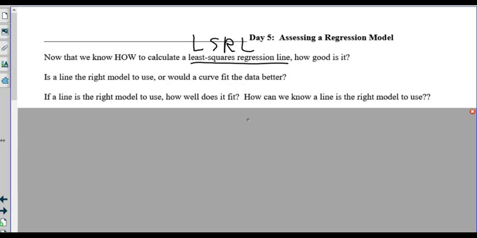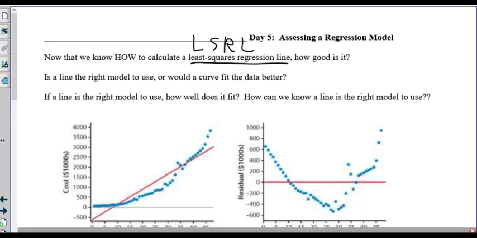So, we know how to calculate it, we've seen how the calculator does it, but how good is the line? How efficient is it at giving us information? Is it the right model, or would we use a curved line, like maybe a parabola or an exponential curve? Would something else work? And if the line is the right model to use, how well does it fit? And how do we know if the line is the right model? So that's what we're going to be looking at today.